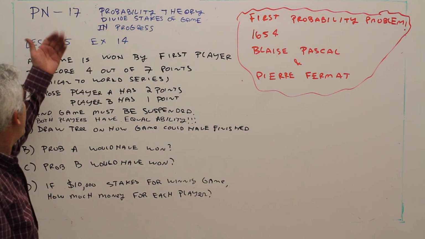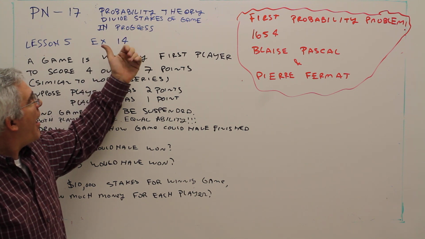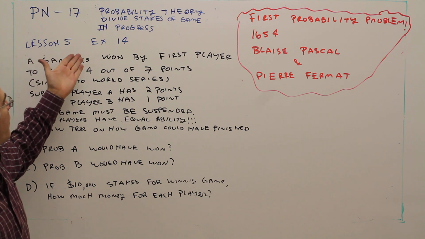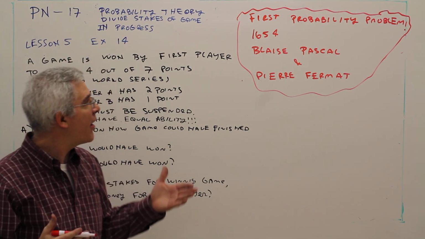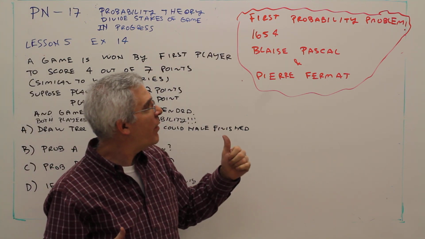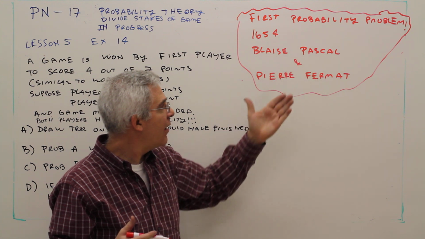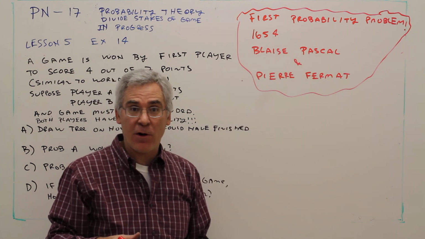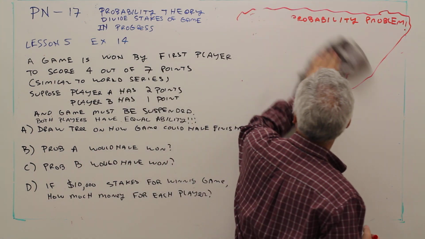Welcome to video PN17, Probability Theory, How to Divide Stakes of a Game in Progress. It's from Lesson 5, Example 14. And before I do anything, it's the first probability problem solved by Blaise Pascal and Pierre Fermat in 1654. So this is kind of where it all came from.